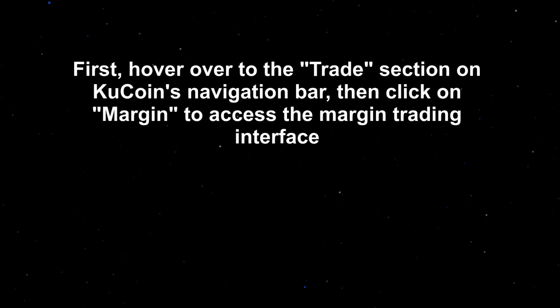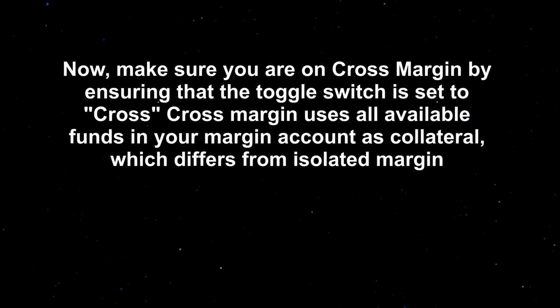First, hover over to the Trade section on KuCoin's navigation bar, then click on Margin to access the margin trading interface. Now, make sure you are on cross-margin by ensuring that the toggle switch is set to cross-margin. Cross-margin uses all available funds in your margin account as collateral, which differs from isolated margin.